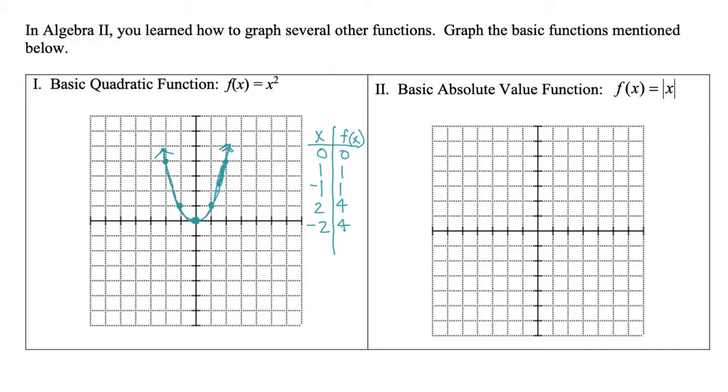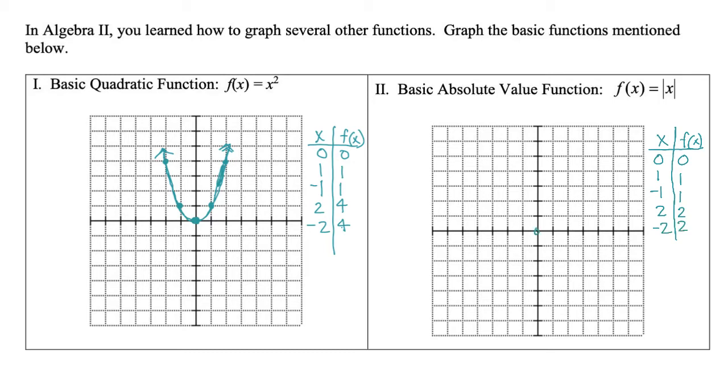This is our absolute value function, and the points are very similar to those of our quadratic. So again, let's get us a very basic t-chart. And so we have 0, 0, positive 1, negative 1 is going to give me positive 1, 2 is going to give me 2, and negative 2 is going to give me a positive 2 again.